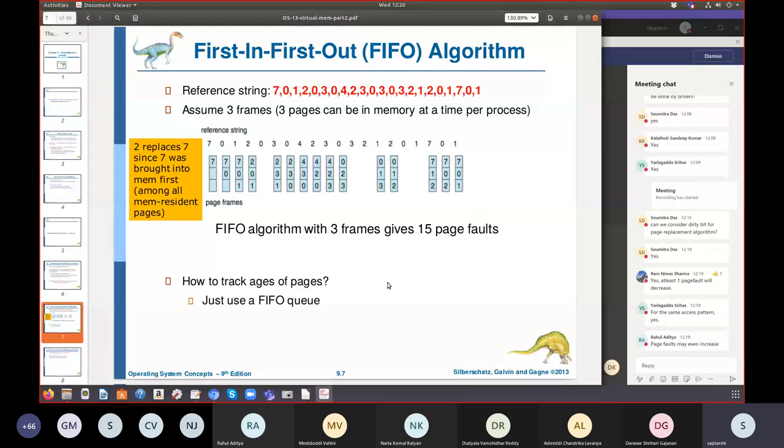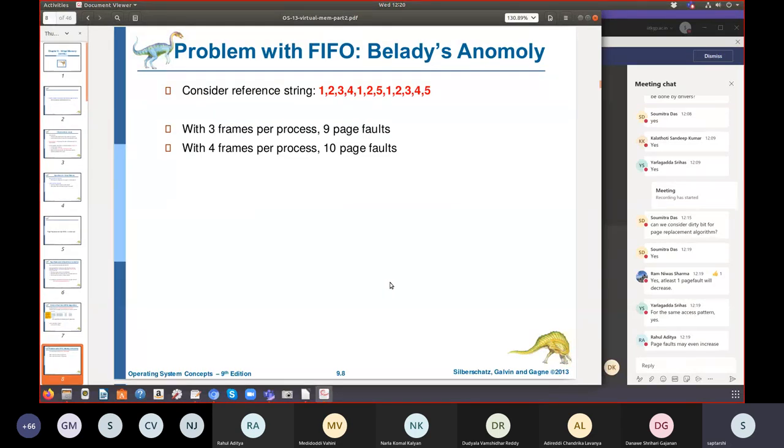Again, I'm talking about the FIFO algorithm here. There are some other algorithms which we will discuss which can give this guarantee, but not FIFO. So let's take this example. Again, I leave it to you to work this out, but consider this reference string here. You will see that with 3 frames per process, you will get 9 page faults, and with 4 frames per process, you will get 10 page faults.